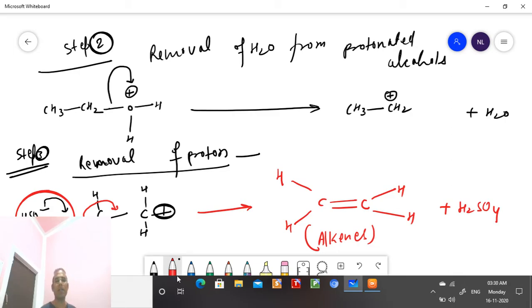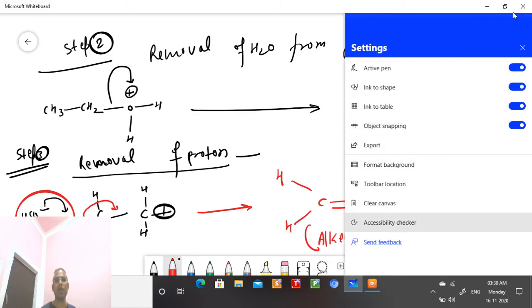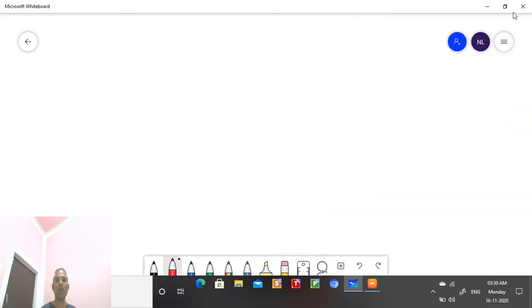Similarly, let us understand the other case, that is dehydration at 140 degrees Celsius. How can you understand the mechanism?